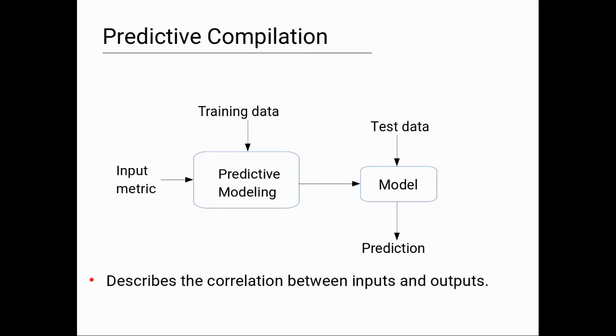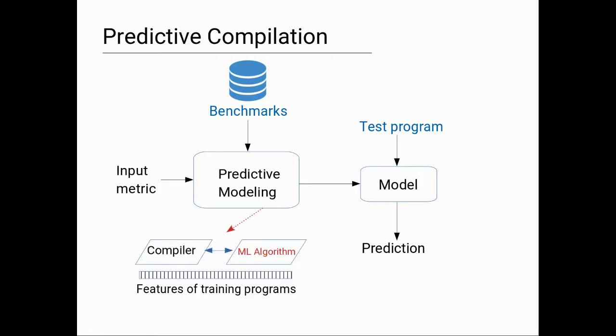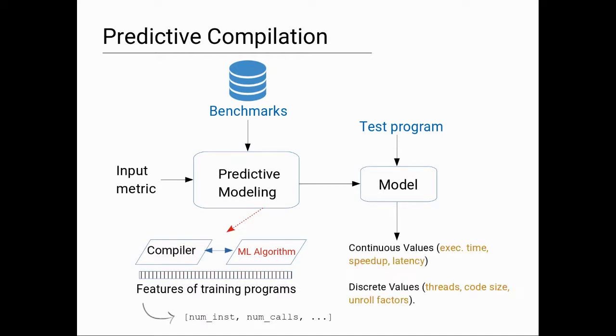This technique tries to learn a model that describes with accuracy the correlation between inputs and outputs. In predictive compilation, we have a dataset of benchmarks for training, and we want to test the model within new programs. The learning process usually involves the compiler through performance compilation, execution, and extraction of features from the benchmarks. These features can be any information related to the program, such as number of load instructions or function calls.